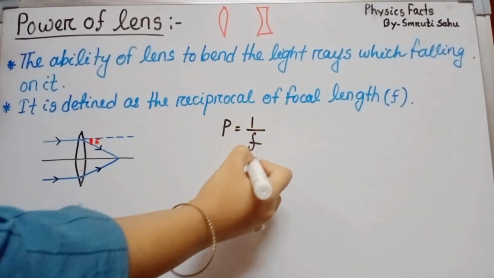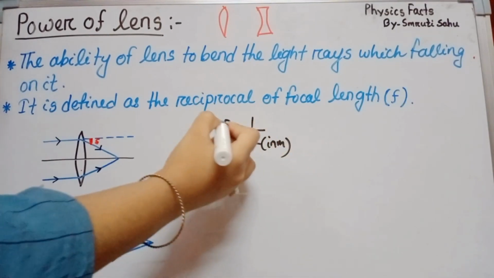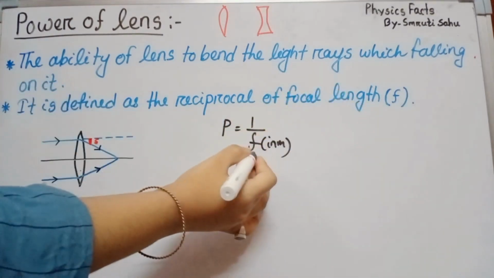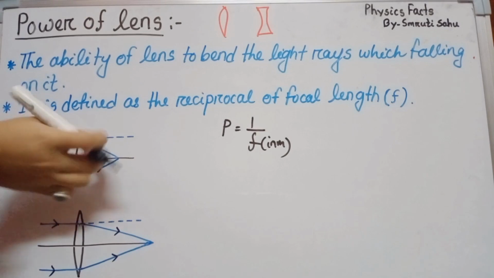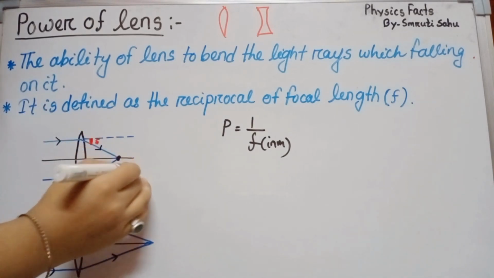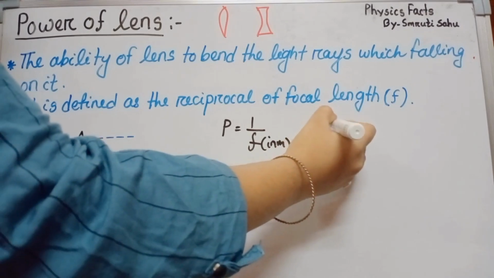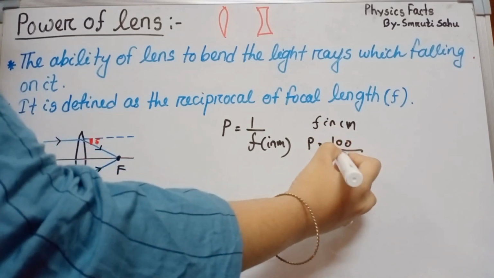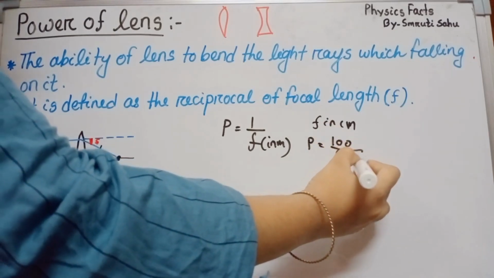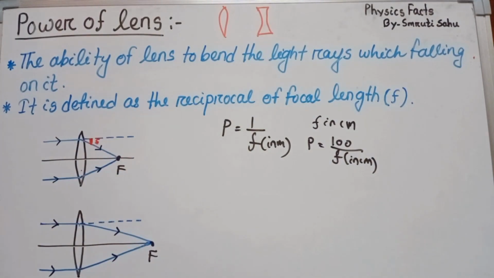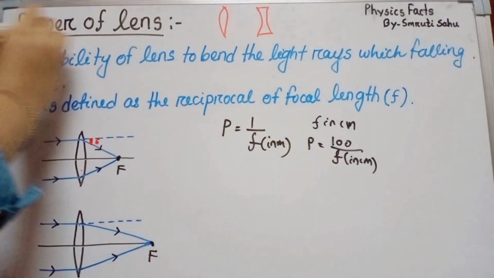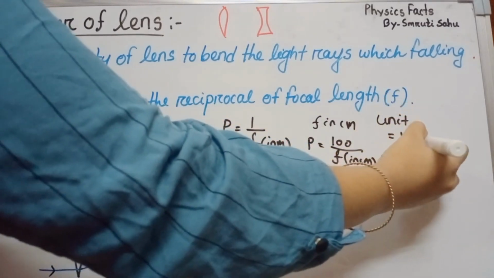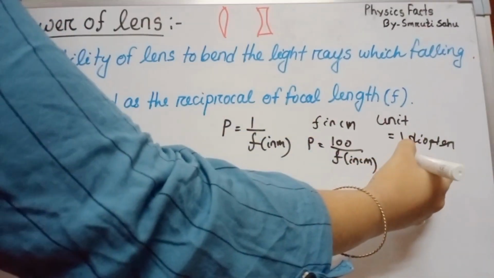Now the formula of power of a lens: P equals 1 by F, where F is in meters. We also say that the power of a lens is defined as the reciprocal of focal length. Here the rays converge and meet here, so the focus is produced. And if focal length is in centimeters, then you simply write P equals 100 divided by F. Then what is the unit of power of a lens? That unit is 1 diopter, or we write 1D.